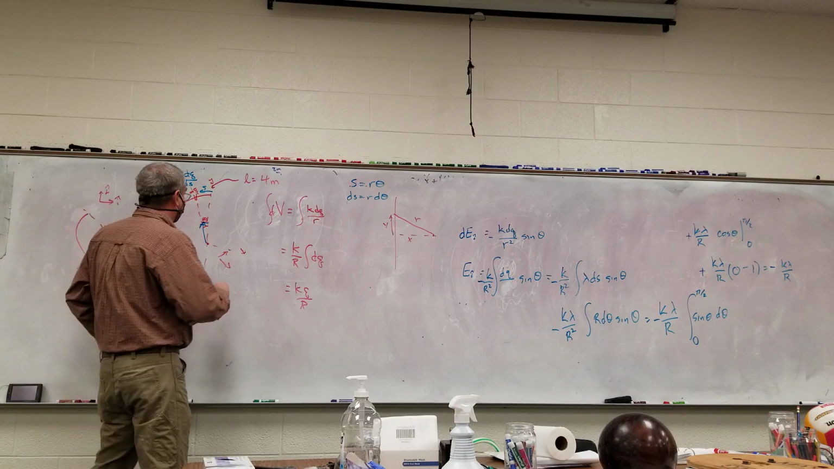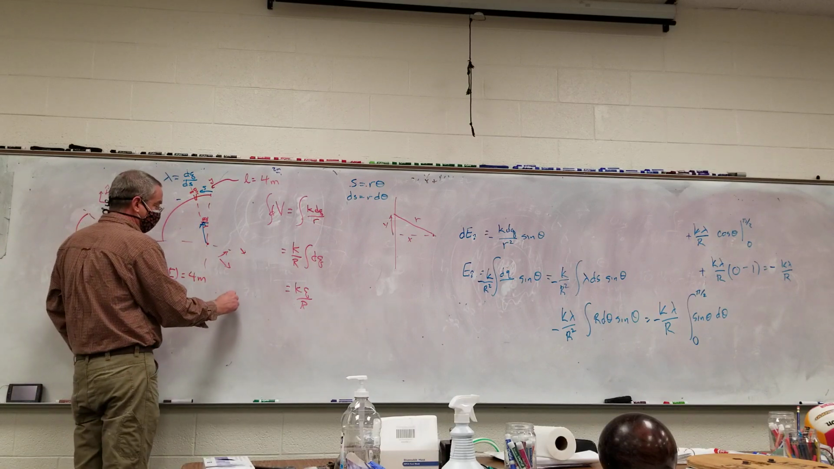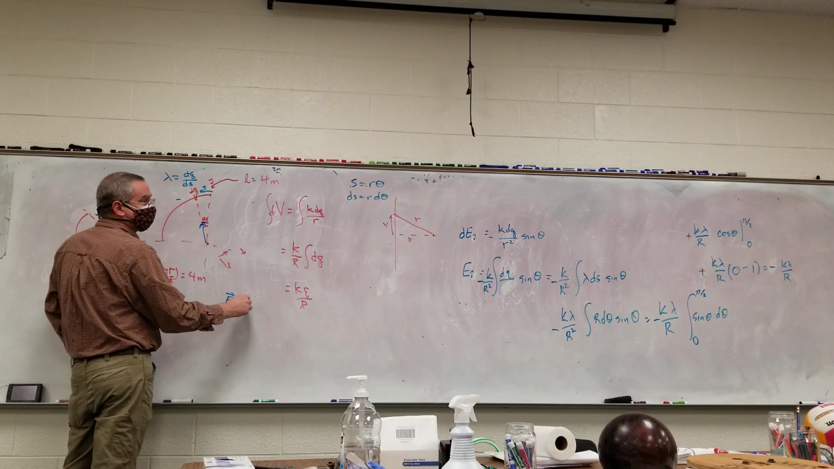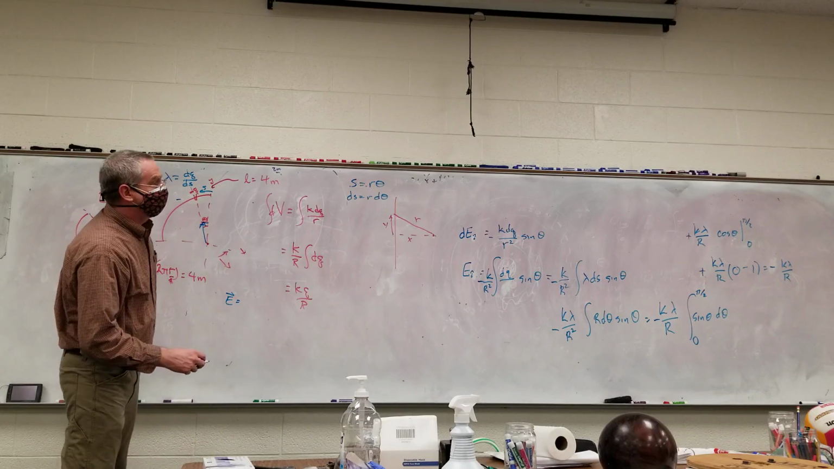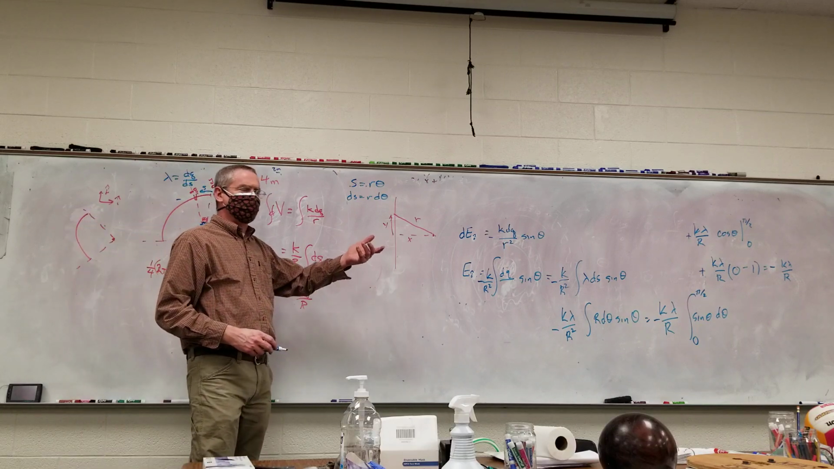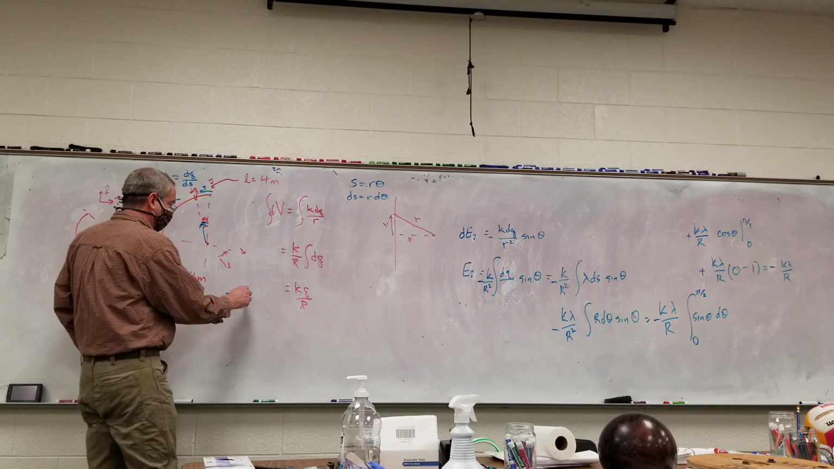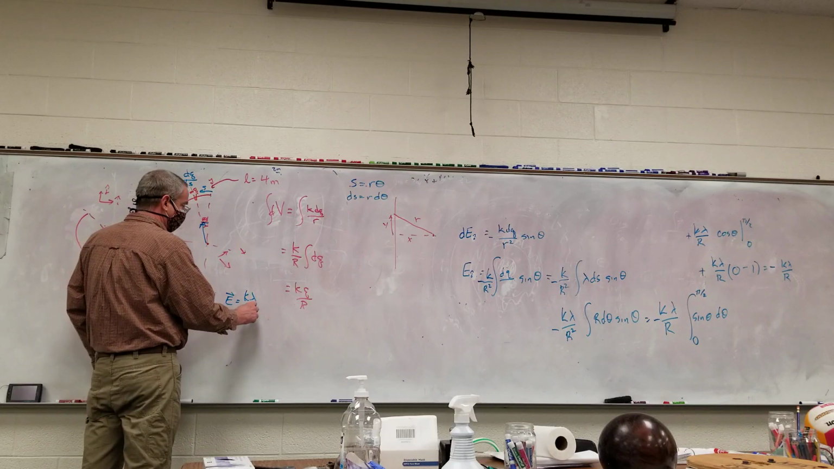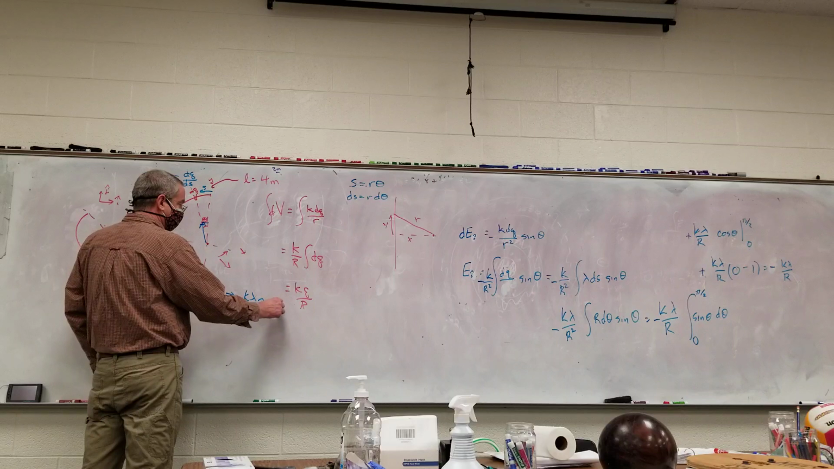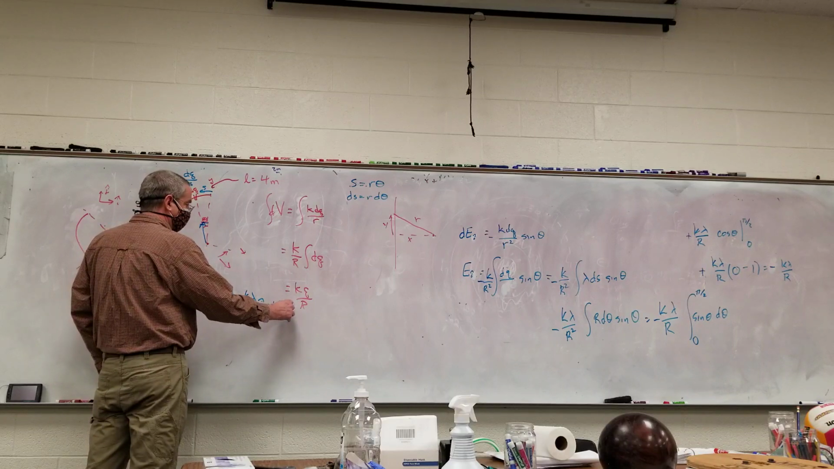So our final electric field, given this situation right here, given I hat, J hat defined like that, is, actually we have numbers, so we could actually solve for lambda. So K lambda over R negative I hat plus K lambda over R J hat.